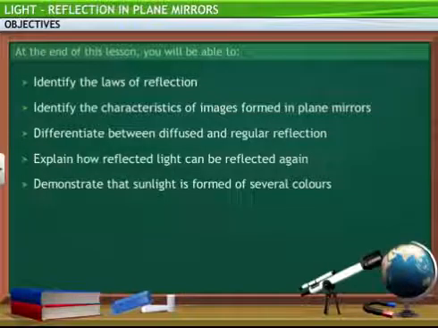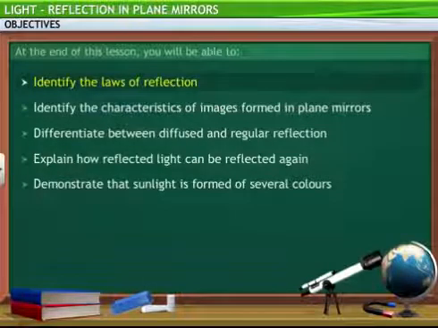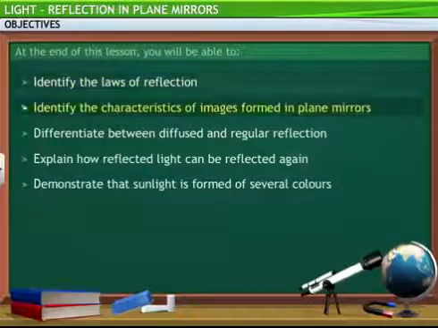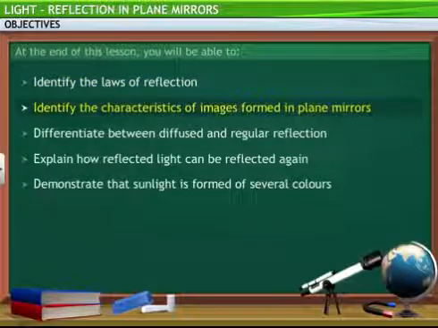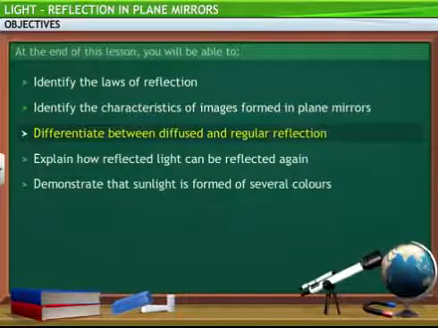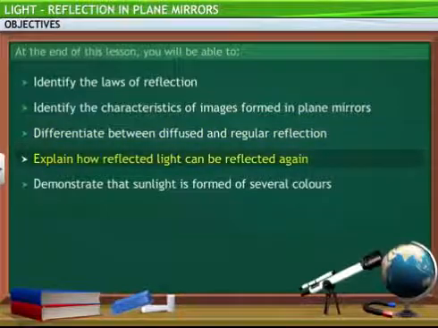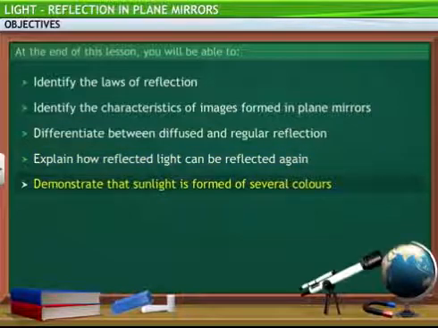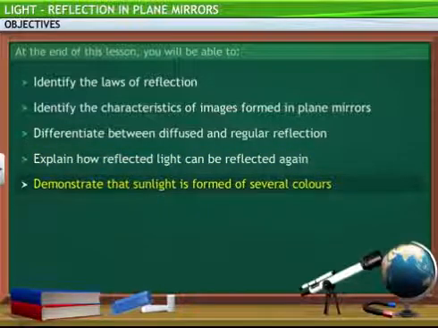In this lesson, you will learn about reflection of light in plane mirrors and multiple reflections. At the end of this lesson, you will be able to identify the laws of reflection, identify the characteristics of images formed in plane mirrors, differentiate between diffused and regular reflection, explain how reflected light can be reflected again, and demonstrate that sunlight is formed of several colors.